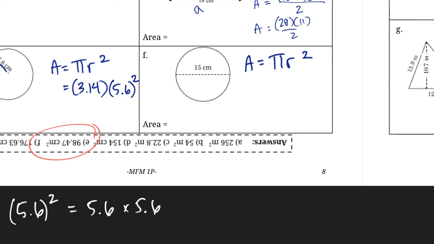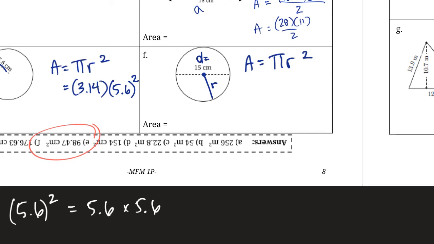Well, no, it's not, because we didn't actually use the correct r. Are we given r in this question? No, we're given the diameter, right? The radius is only halfway across the circle, right? That would be the radius. So if the diameter is 15 centimeters, how can we find the radius? Well, because it's halfway across the circle, we know the radius should be half of the diameter.